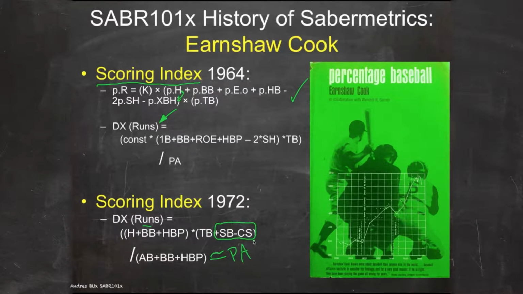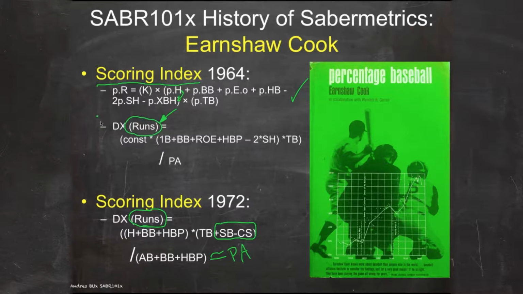You take in the stolen base success to get sort of another measure of movement around the bases, again divided by some estimate of plate appearances. So this is his new scoring index. And so Cook describes both of these things. And these, again, are, in some way, an estimation of the impact of that batter on runs. The impact of the batter on runs.